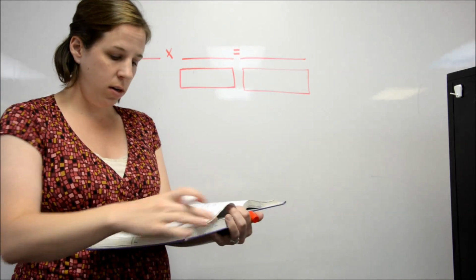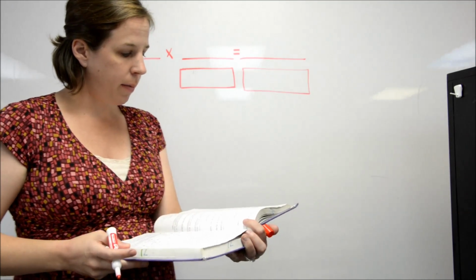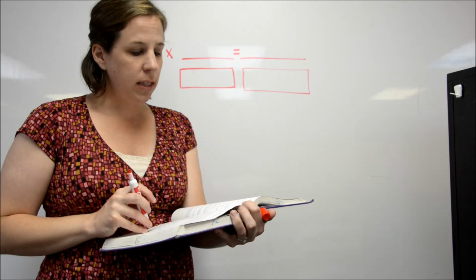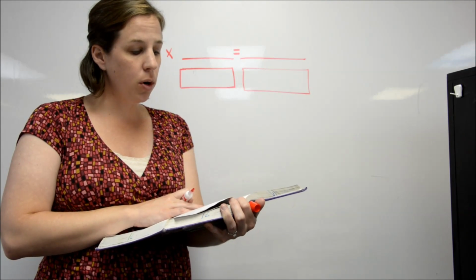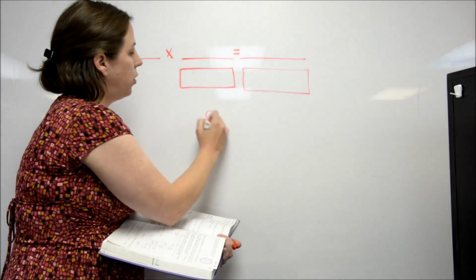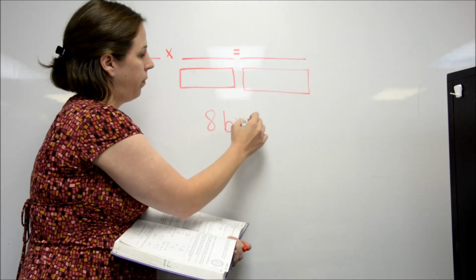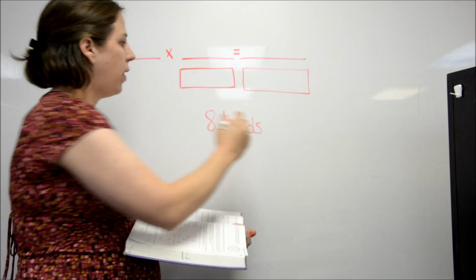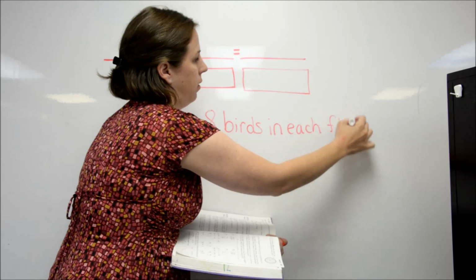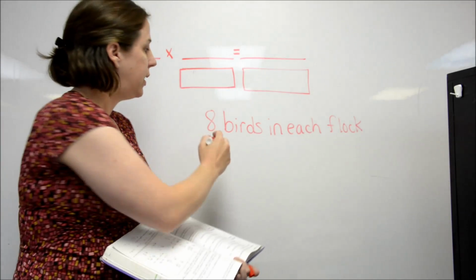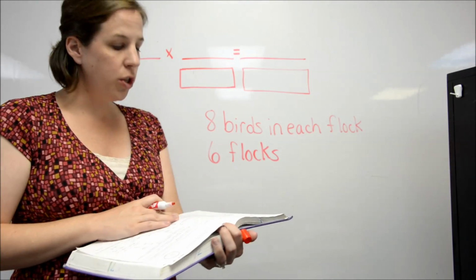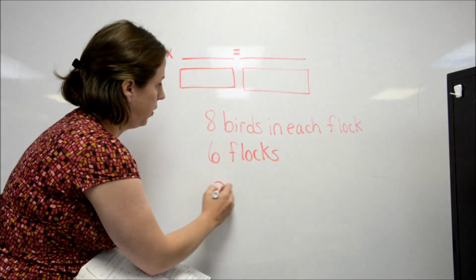Now I'll read it twice to you so that you hear it. There were 8 birds in each flock. There were 6 flocks. How many birds were there in all? So let me repeat that. There were 8 birds in each flock. There were 6 flocks. And the question says, how many birds?